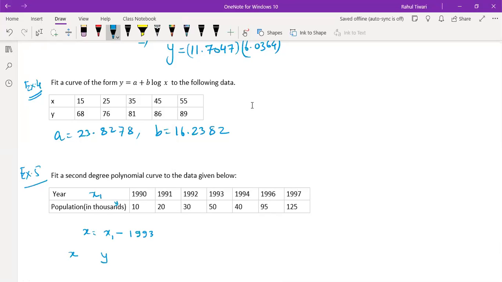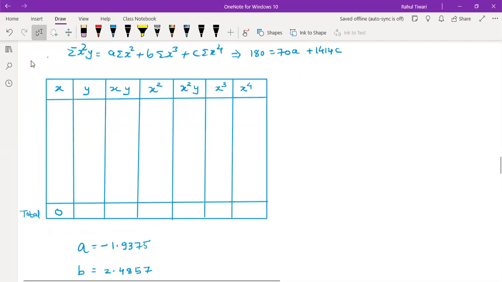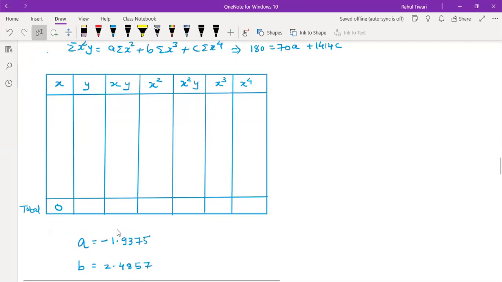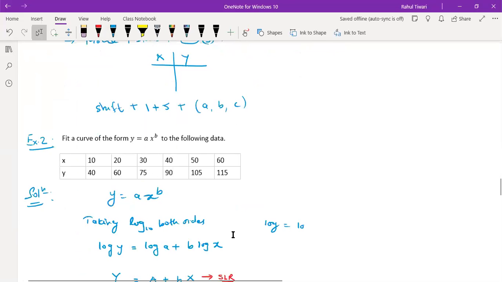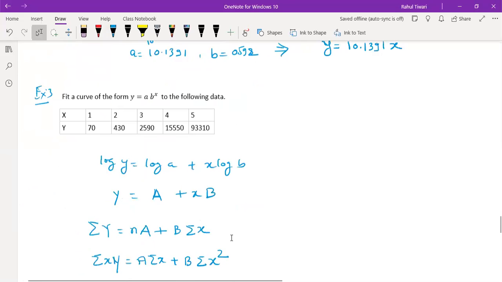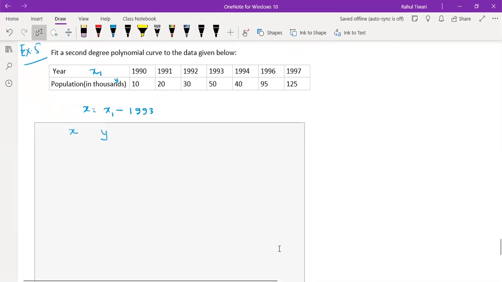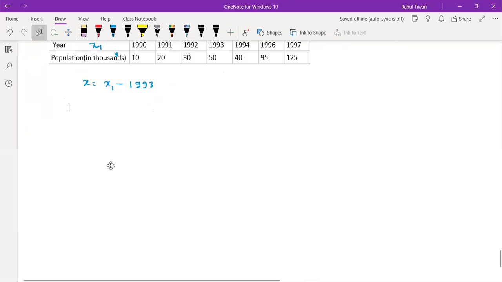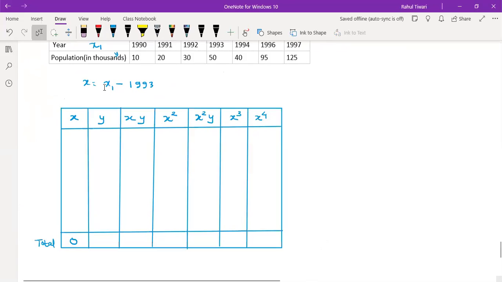Remember this first table. I need to create this table once again, only the thing is that I am transforming it: this x1 is replaced by x, where x is x1 minus 1993.